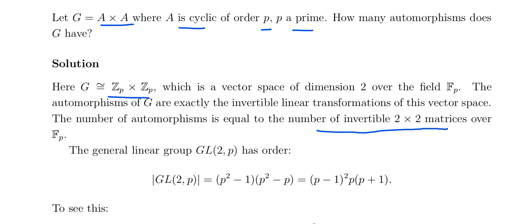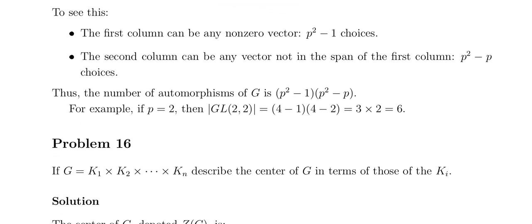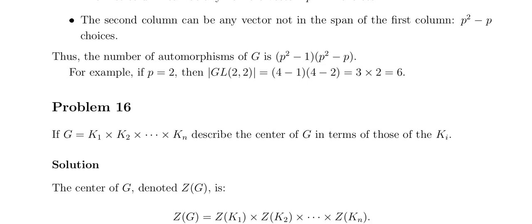So the order of the general linear group, as we already know, is (p squared minus 1) into (p squared minus p). That is (p minus 1) whole squared and p into (p plus 1). So the number of automorphisms is (p squared minus 1)(p squared minus p).